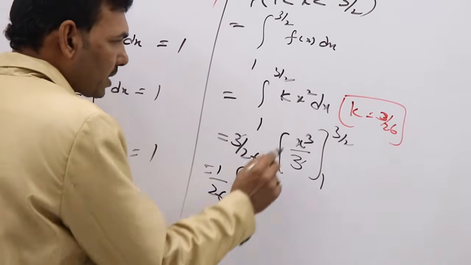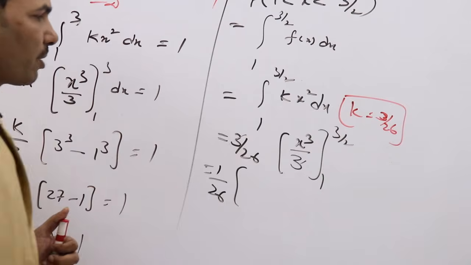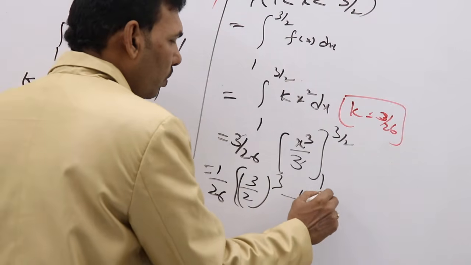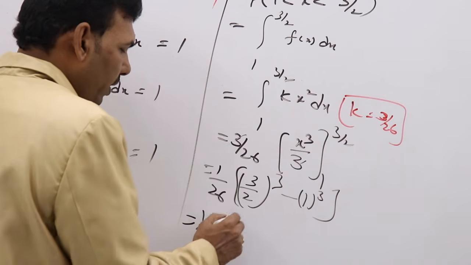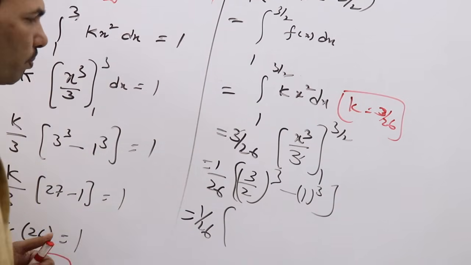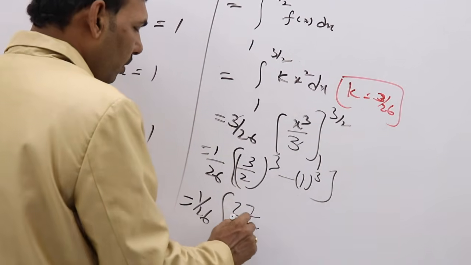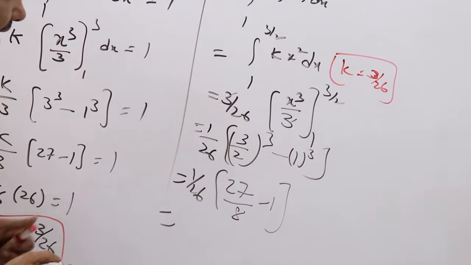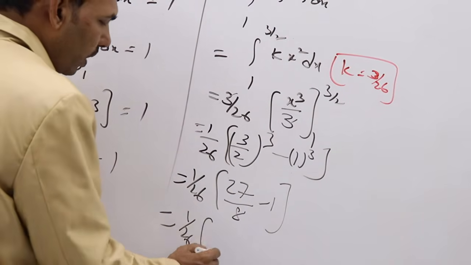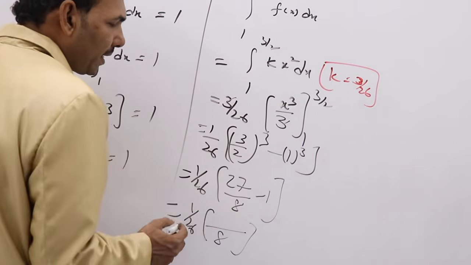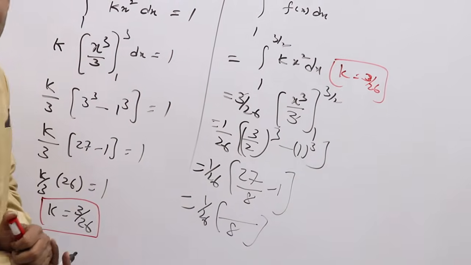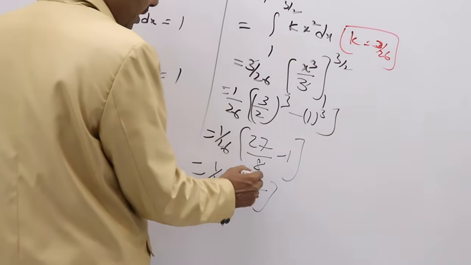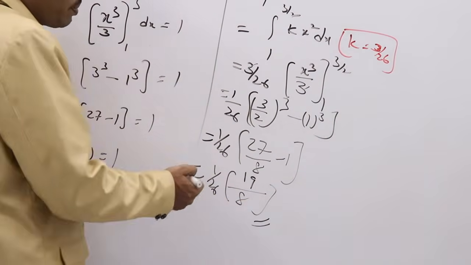1 by 26 into, right in the place of x, 3 by 2. 3 by 2 whole cube minus 1 whole cube. 1 by 26 into 3 cube, 27, 2 cube, 8, minus 1. So if we take 8 LCM, what happens? 1 by 26 into 8 LCM, 27 minus 8. Subtract 8 from 27, what will you get? 19. So this will be the answer.